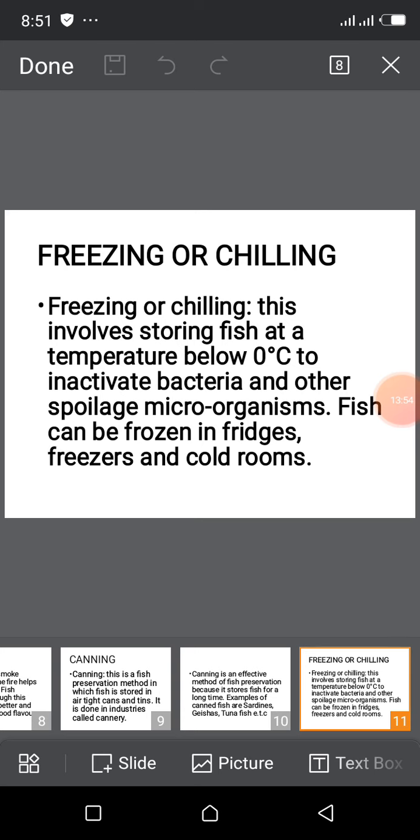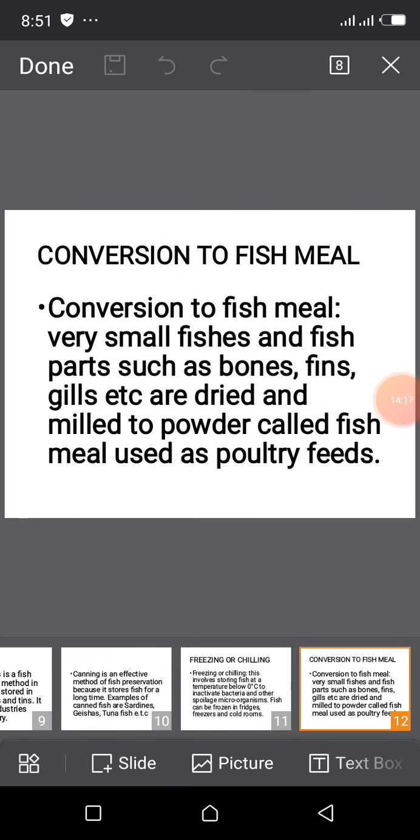So what freezing does is just to lower the temperature and make sure that the bacteria and other spoilage microorganisms are not active. Fish can be frozen in fridges, freezers, and cold rooms. And that is freezing or chilling as a method of fish preservation.